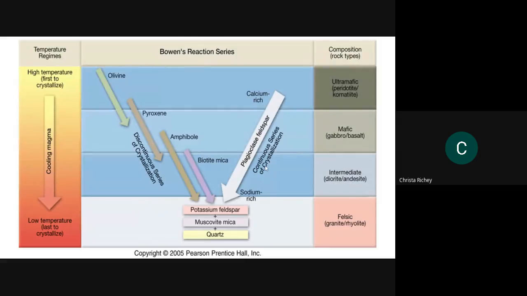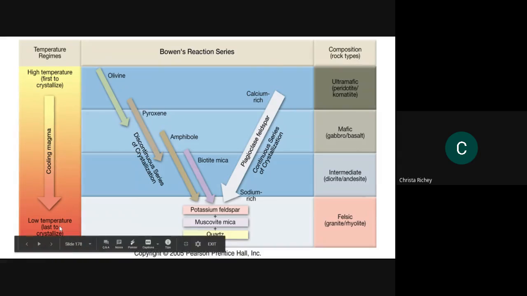All right, this is Bowen's reaction series map. So up here at the top, this is deeper in the earth. It's like it's upside down, it's inverted. And as we go down, we are going closer to the crust. So we are cooling as we get closer to the crust.